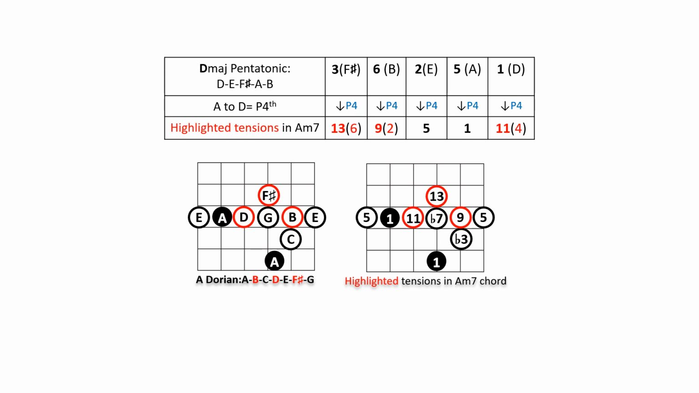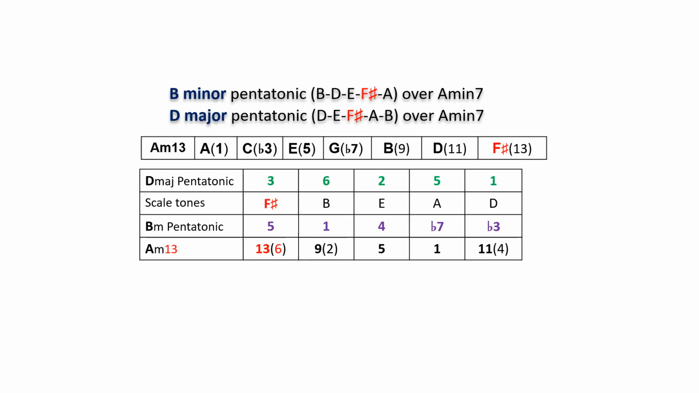Since A to D is a perfect fourth, the identical highlighted notes in the relative D major pentatonic will be a fourth above the major pentatonic scale degrees. Tensions 9 and 11 are allowed because they are a whole step above the root and third chord tones, but 13 is an avoid tension because it forms a tritone with flat 3, a chord tone. The B minor and D major pentatonic scales are used when a Dorian effect is desired since they contain 6, the characteristic note in Dorian.